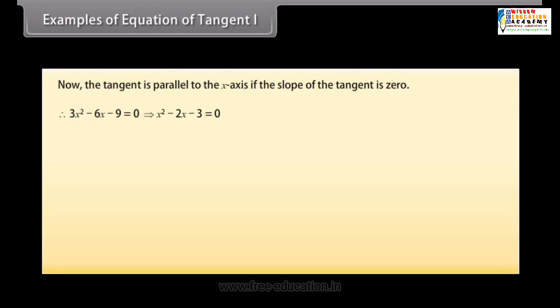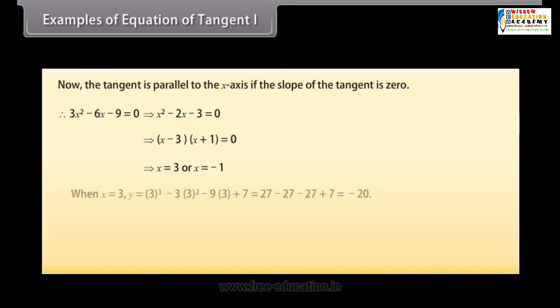It implies that x square minus 2x minus 3 is equal to 0. It implies that (x minus 3) into (x plus 1) is equal to 0. It implies that x is equal to 3 or x is equal to minus 1. When x is equal to 3, y is equal to 3 cube minus 3 into 3 square minus 9 into 3 plus 7 is equal to 27 minus 27 minus 27 plus 7 is equal to minus 20.